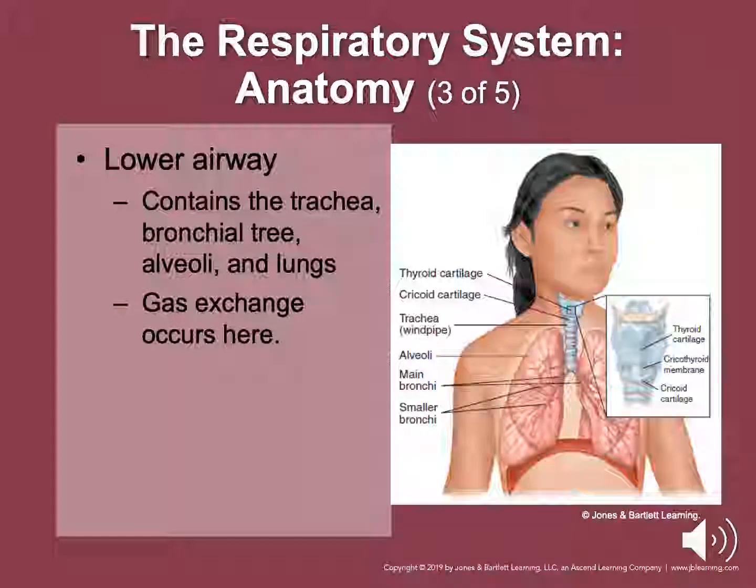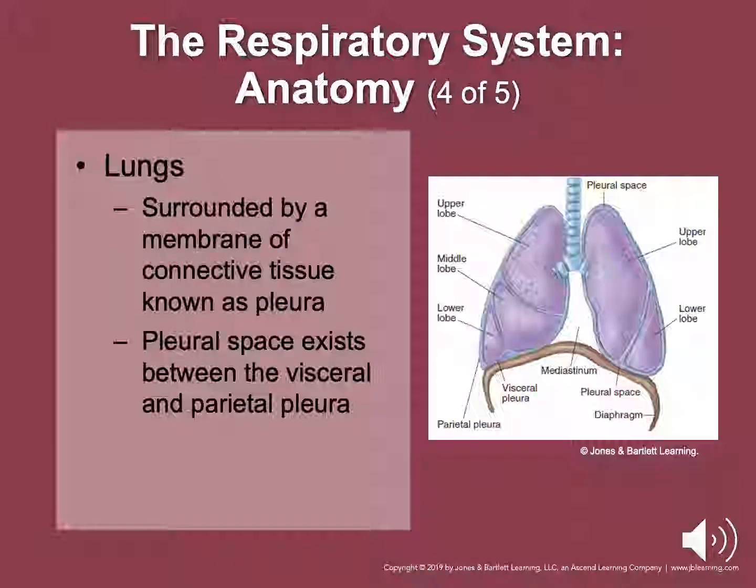So the lungs are surrounded by a membrane of connective tissue known as the pleura. The pleural space exists between the visceral and parietal pleura. The primary muscles of breathing are the diaphragm and the intercostal muscles. The diaphragm is unique because of the characteristics of voluntary skeletal and involuntary smooth muscles.